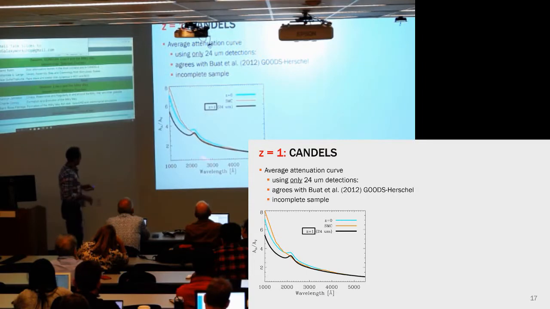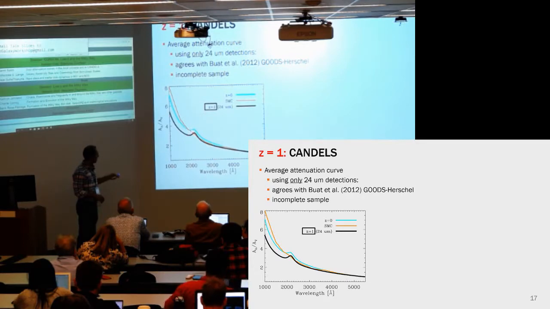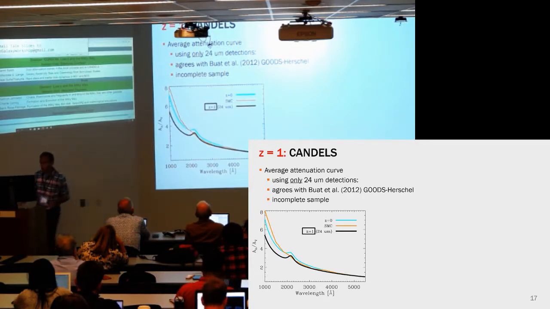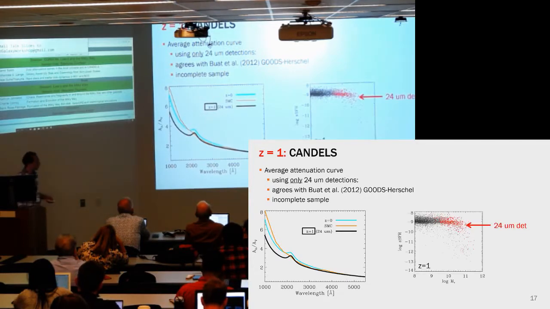So when you do derive the curve in the same way, the light blue is local, and this one now is z of 1. Seems to be slightly below that. But one should keep in mind that infrared detections from 24 micron do not actually get a lot of galaxies, a lot of galaxies are not detected, okay? So what do we do?